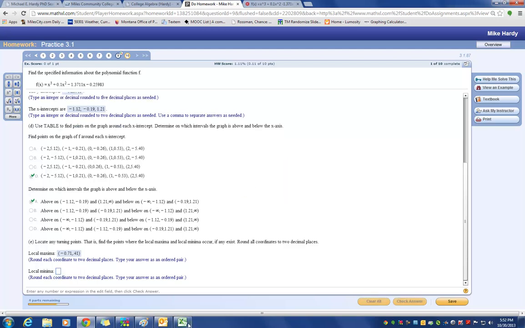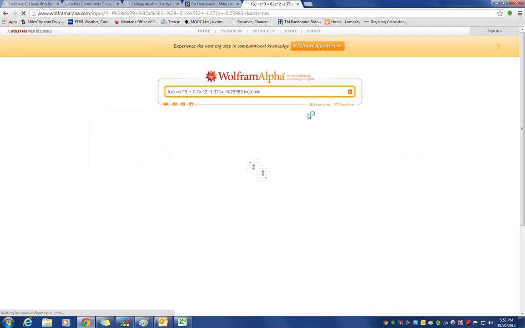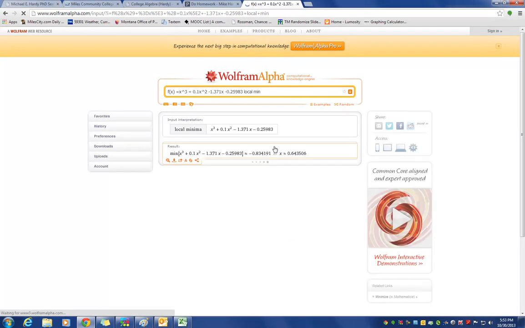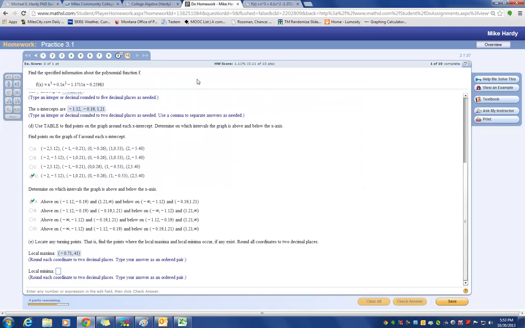And the local minimum, we can find that again by just typing local min after the function, of course. And so it looks like we've got at x equals 0.64, the minimum value is negative 0.83. So 0.64, negative 0.83. Okay, and so let's see how it takes that. Okay, so it's okay with that.